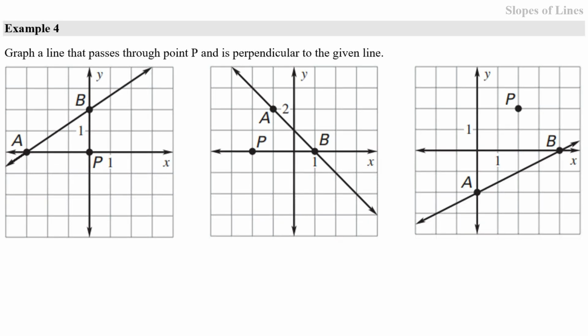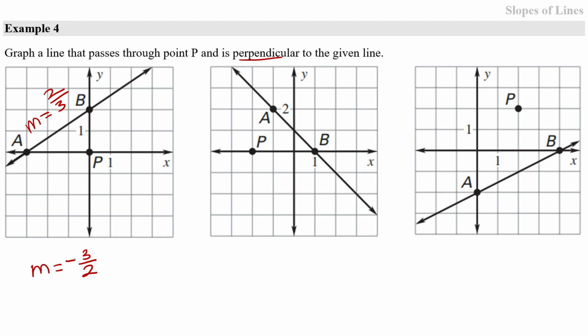Alright, and then example 4, it says graph a line that passes through point P, but this time it's perpendicular to this given line. Okay? And if you notice, we have the same exact lines. Now we had said earlier that the slope of this line here goes up 2 and over 3. That's positive 2/3 because it's going upwards. And so the slope of a perpendicular line has to be a negative reciprocal. So once again, I'm going to flip it and reverse it.